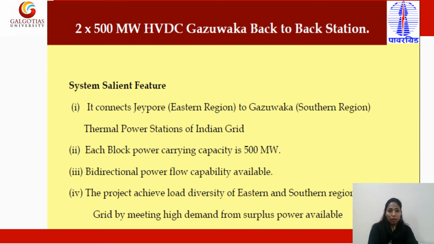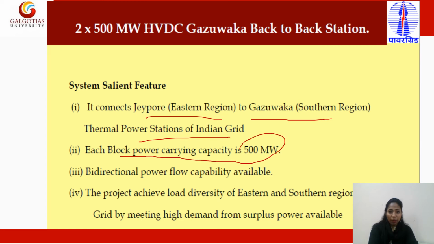Now for the 2 into 500 megawatt HVDC station, what are the salient features? It connects Jaipur in the eastern region to the Gajuwaka southern region thermal power station of the Indian grid. Each block's power carrying capacity is 500 megawatt, and bidirectional power flow capability is also available. We can transmit power from the southern region to the eastern region also. So the project achieved load diversity of the eastern and southern regions in the grid by meeting high demand from surplus power available.